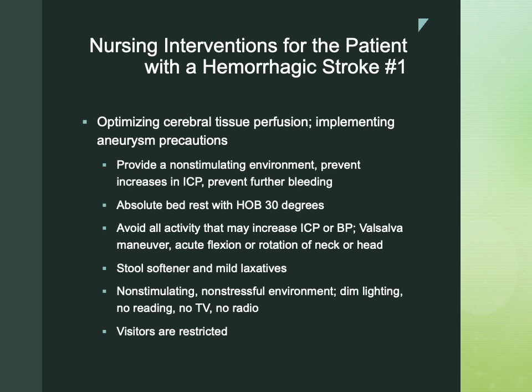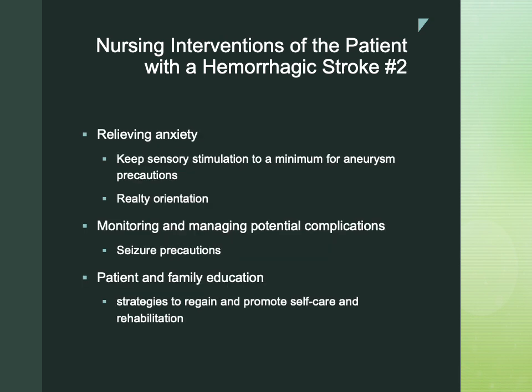Again, stool softeners, non-stimulating, non-stressful environment, dim lighting, maybe no TV, no radio, and then visitors may be restricted for this client. So we kind of talked about that in that other lecture, but this would be a hemorrhagic stroke and a type of patient where those would be put into place. Again, relieving anxiety, continuing to help with reorienting patients. These are precautions, and then promoting self-care as possible.